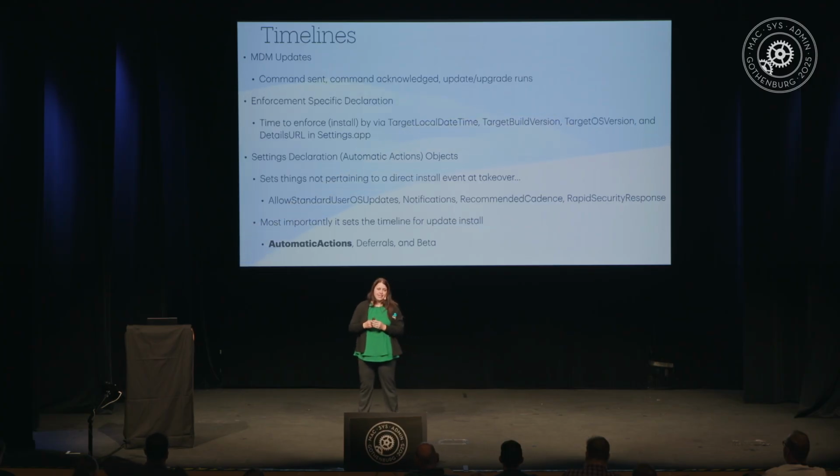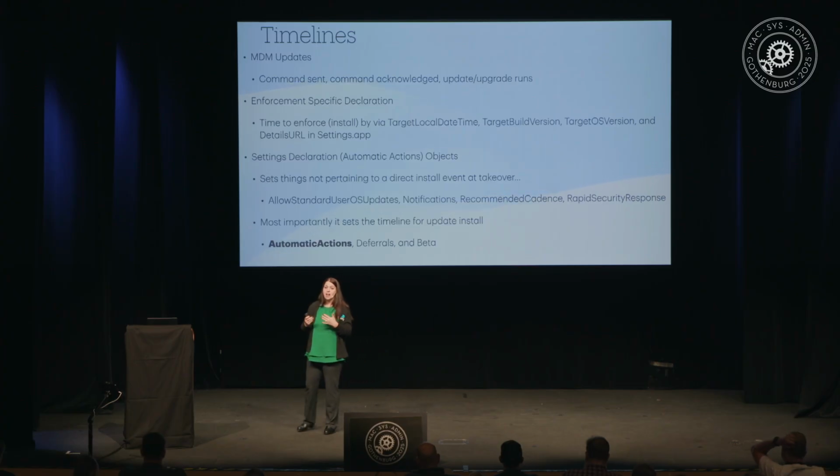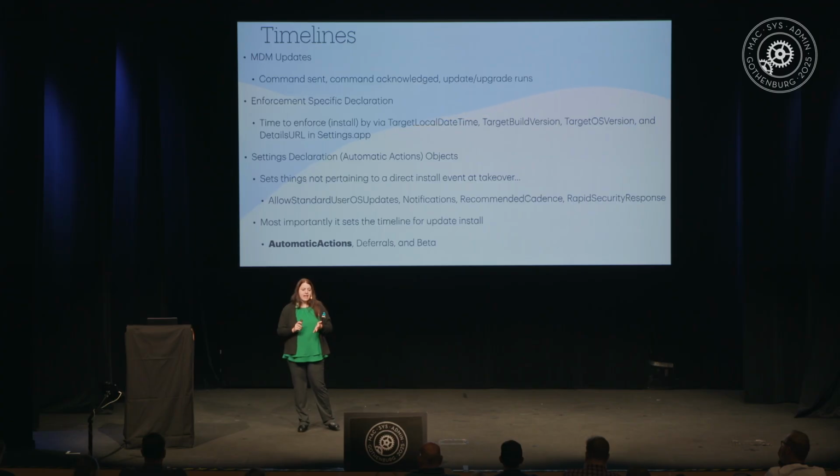And then with settings declaration, with those automatic actions, we can choose a couple different things. So like, can standard users do the updates themselves if they get the prompt? You can control the number of notifications that they get. You can do the recommended release cadence for iOS. It's a little bit different than macOS with this method. And you can control whether the user is able to do the rapid security response updates themselves.